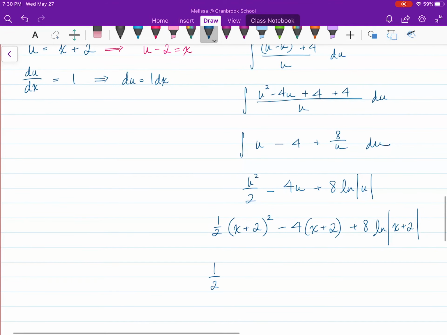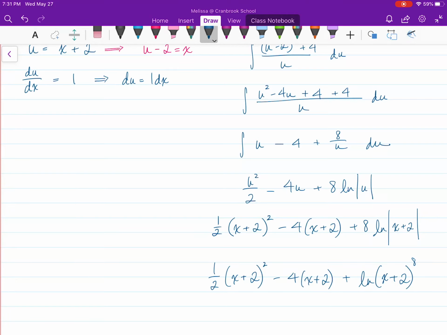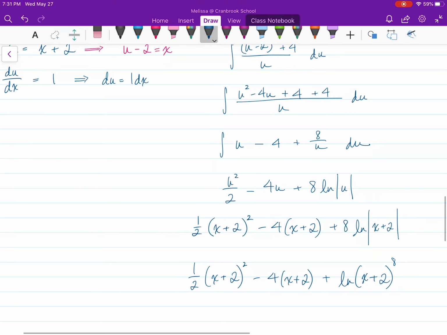If I rewrite it using the power rule for logs, to the power of 8, well, to the power of 8 ensures that that is actually a positive value, so I don't need those absolute values anymore when I use a power rule for logs. And of course, in both cases, regardless of where you stopped, you definitely need the plus c, because this is an indefinite integral.